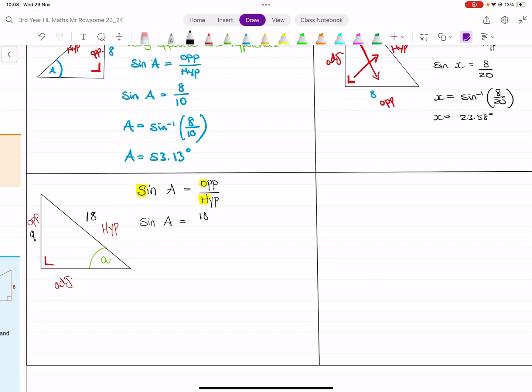Okay, opposite over hypotenuse. Okay, and you will then get out a value for your angle.